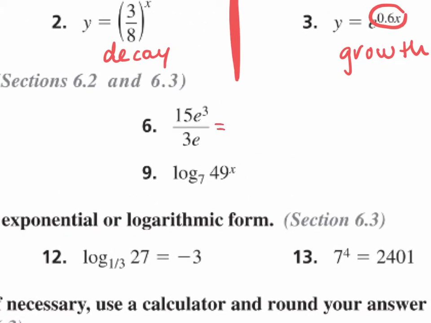Number 6. We want to combine our coefficients and then combine the variable with their exponents. So how do we combine 15 over 3? What does that simplify to? 5. Perfect. 15 divided by 3 is 5. And then what do we do when we divide? How do we combine those? What do we do with the exponents? Subtract them. So what's our exponent on the e on the bottom? It doesn't have one written there, but what do we know? Awesome. It's 1. So it's 3 minus 1. So 5e to the 2nd power.